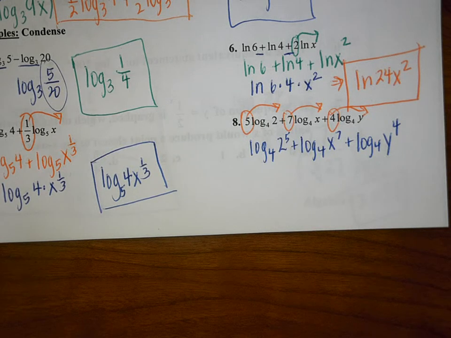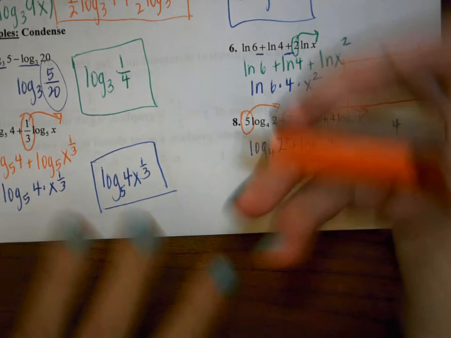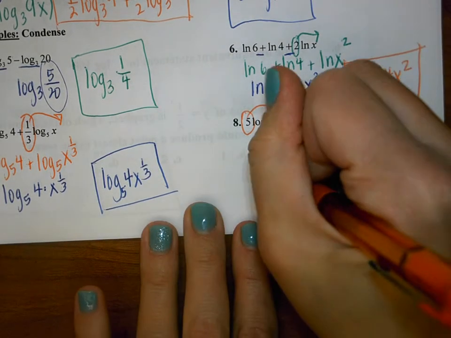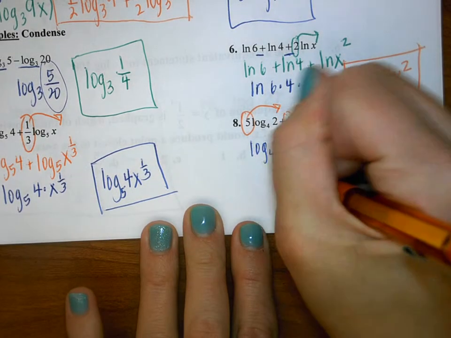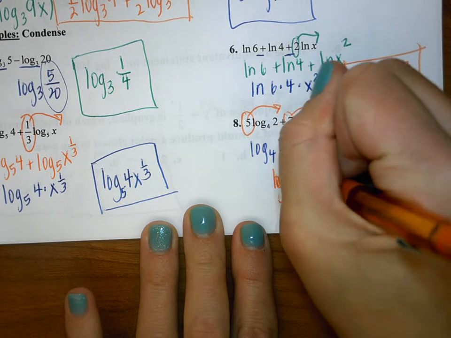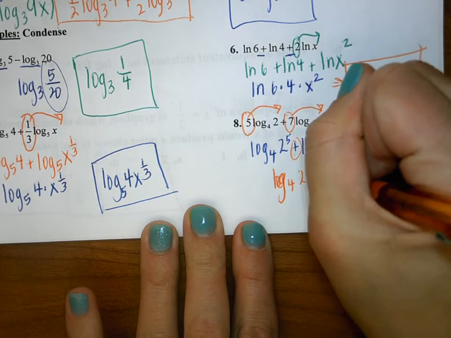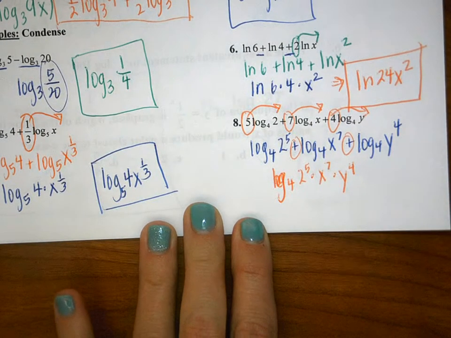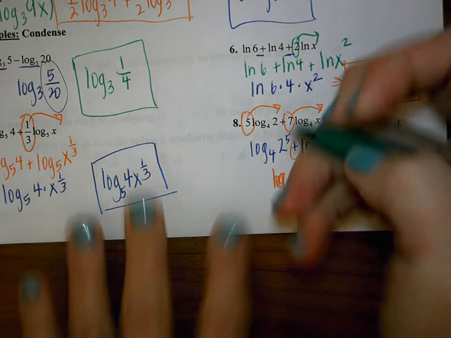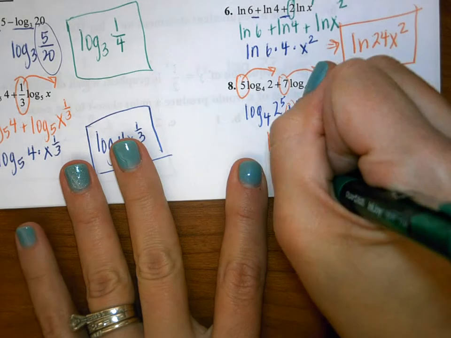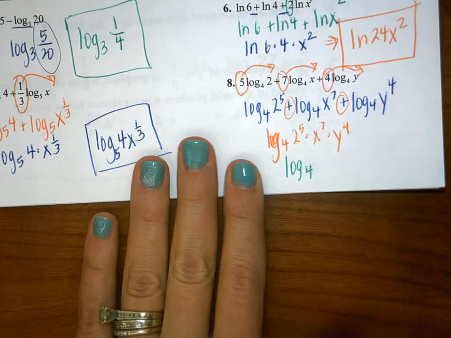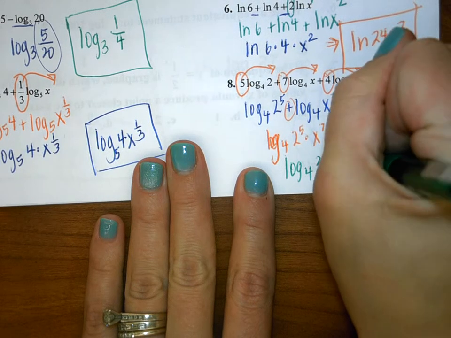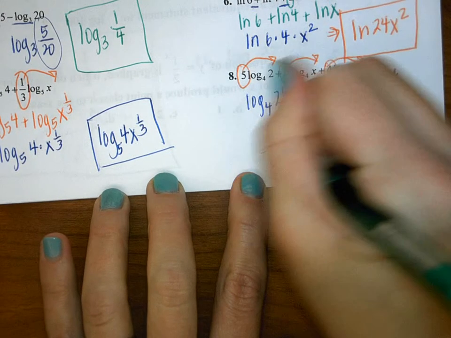Okay, so then all of these are adding, so we are going to go ahead and change that to multiplication when we put them as single logs. So I'll have log base 4 of 2 to the 5th times x to the 7th times y to the 4th. And then you'd want to simplify that. And so I end up with log base 4, 2 to the 5th is 32, x to the 7th, y to the 4th. And that is my final answer.